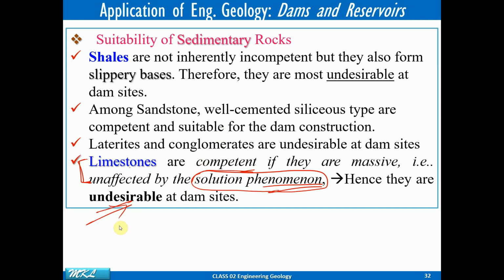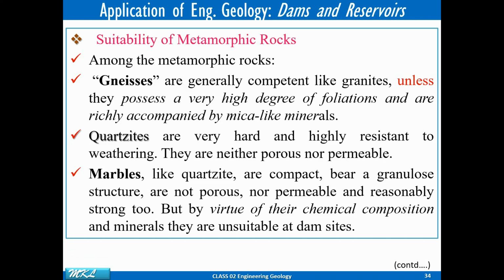Next point is the suitability of the metamorphic rock. Metamorphic rocks are very good, but not all types of metamorphic rocks are considered to be suitable for dam construction. Which one is the good one? That is the gneiss structure. I hope you remember what a gneiss structure is.